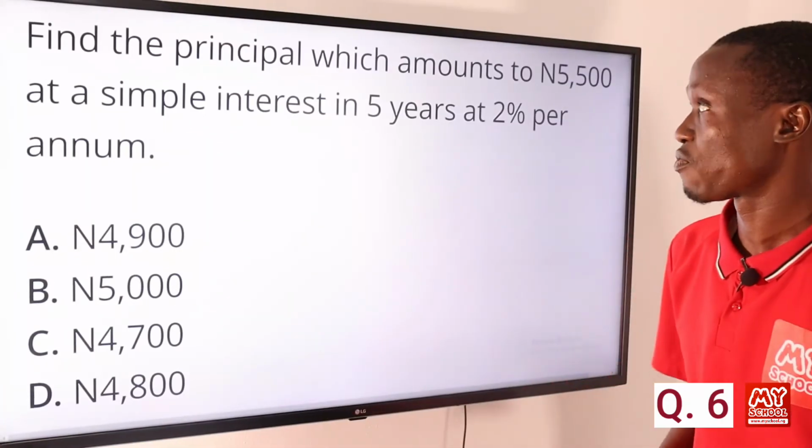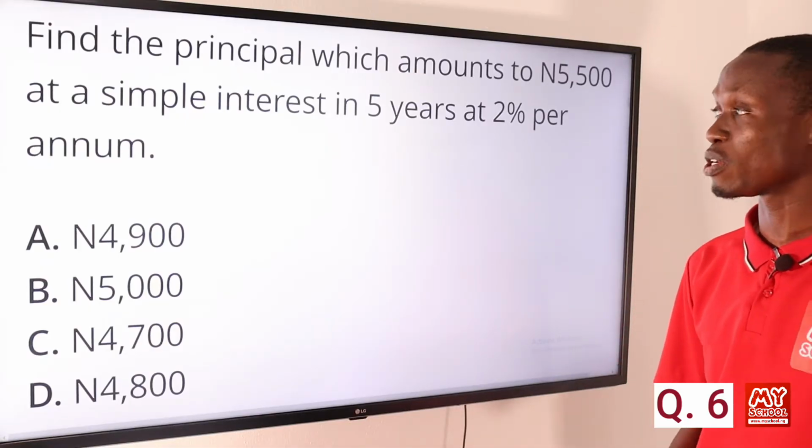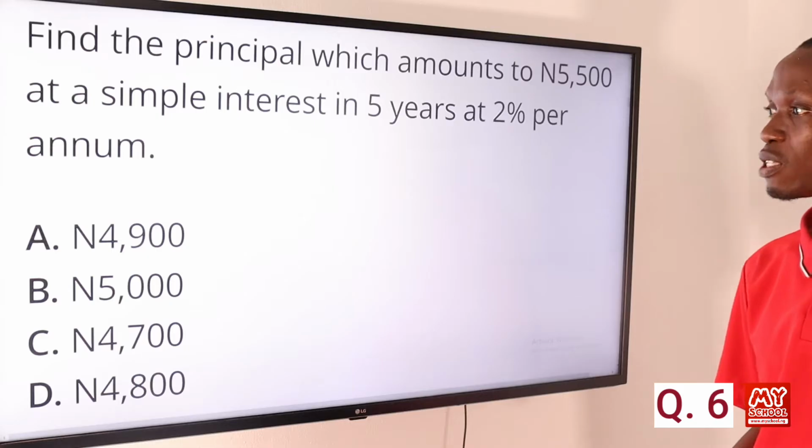Question 6. Find the principal which amounts to 5,500 at a simple interest in 5 years at 2% per annum.